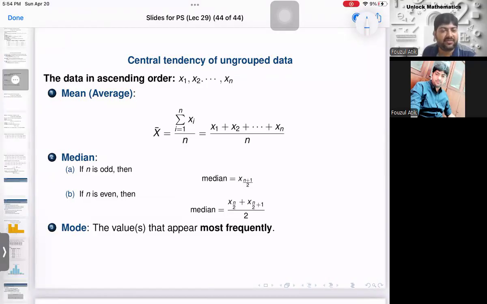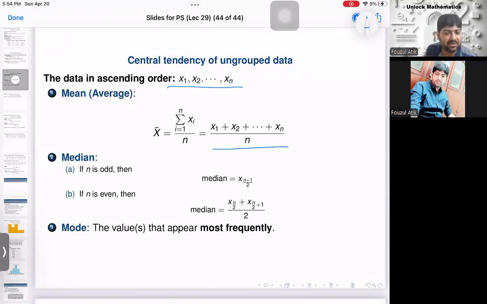So mostly all of us know about the mean or average. So we have some data in ascending order x1, x2, ..., xn. So I have n number of ungrouped data which are in ascending order x1, x2, ..., xn. Then what is the mean of it? It is the sum of all of them divided by the number of elements. So it is summation of xi divided by n.